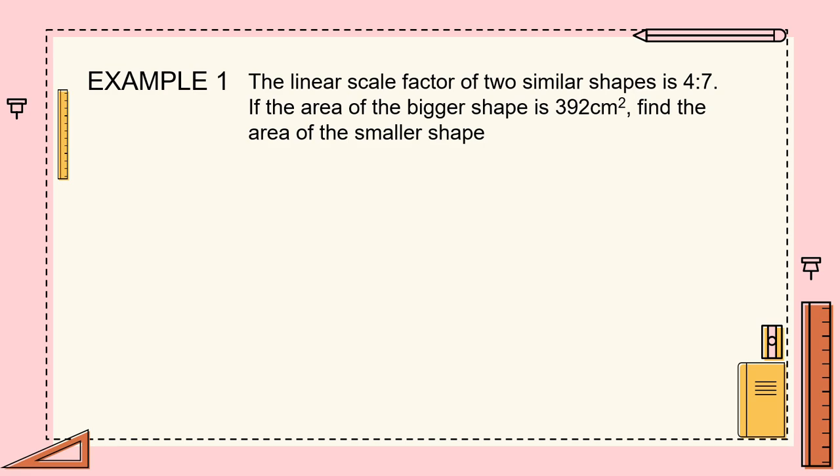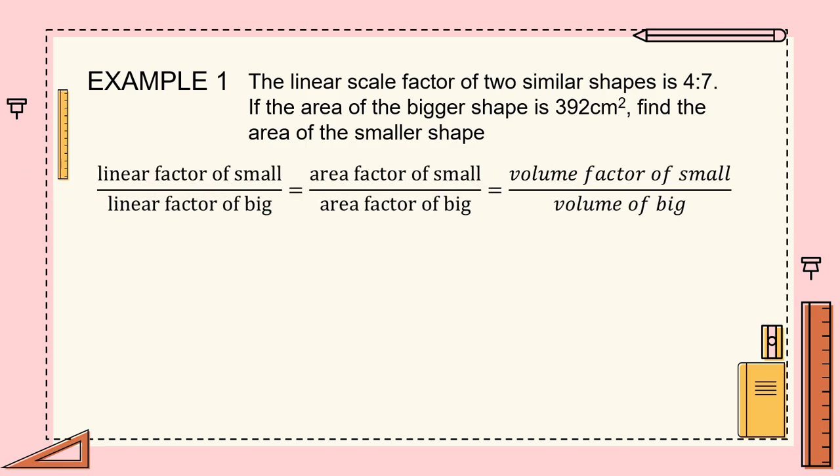If you look at the example, it says the linear scale factor of two similar shapes is 4:7. If the area of the bigger shape is 392 centimeters square, find the area of the smaller shape. We know the formula already. I'm doing it in the classroom: either linear factor of small over big, or big over small, whichever one.